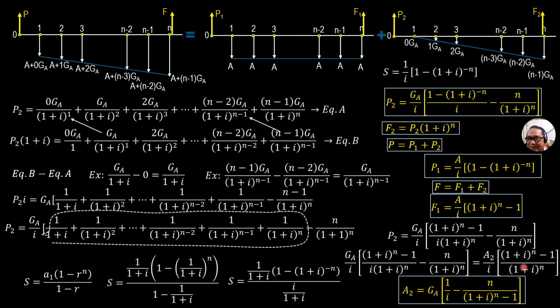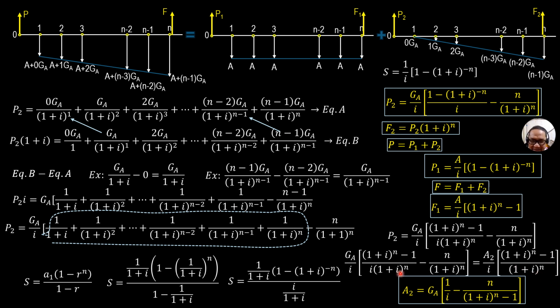So what is the present worth when this is converted to uniform payments like this, and this is A2? So present value of annuity also. So that's why it is equated to A sub 2 over I, then quantity 1 plus I to the n minus 1 all over 1 plus I to the n.